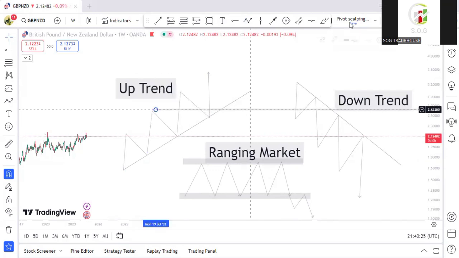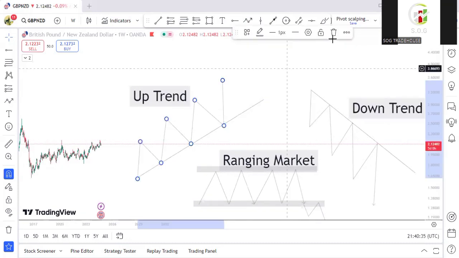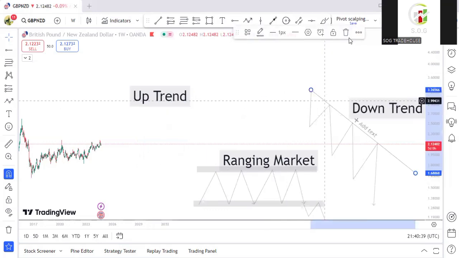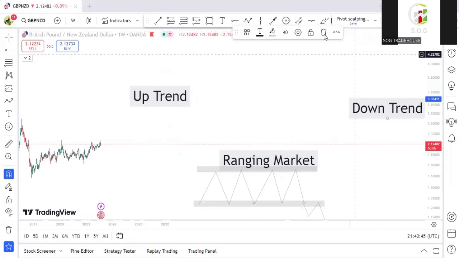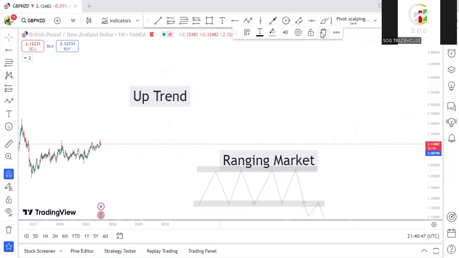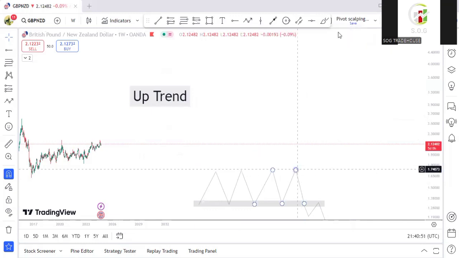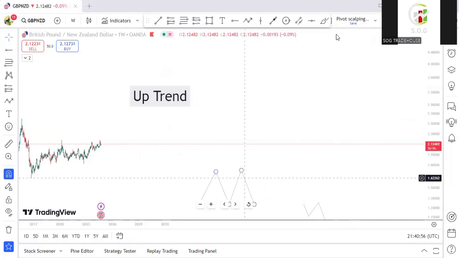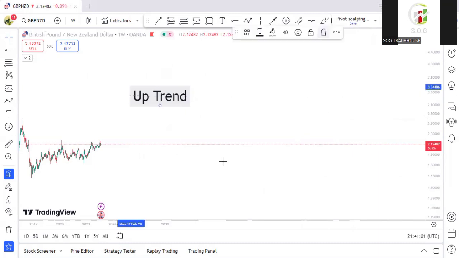So I don't want us to waste much time on this market structure. I just want us to have an understanding on how the market moves and we'll get straight into the business of the day, which is the top-down analysis and market breakdown. So let me delete all this and get straight into the charts. All right.